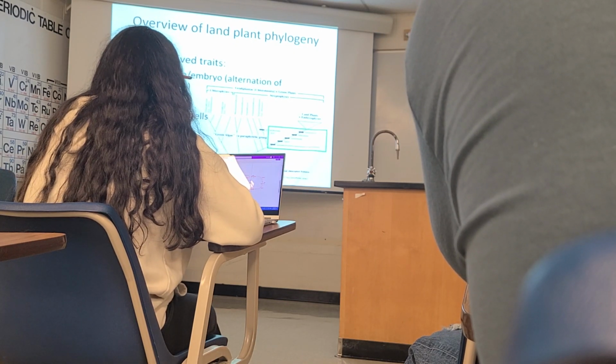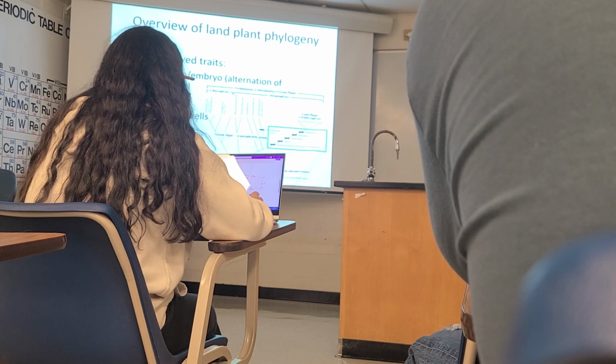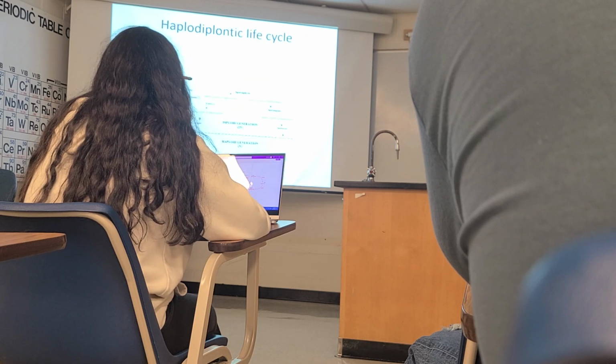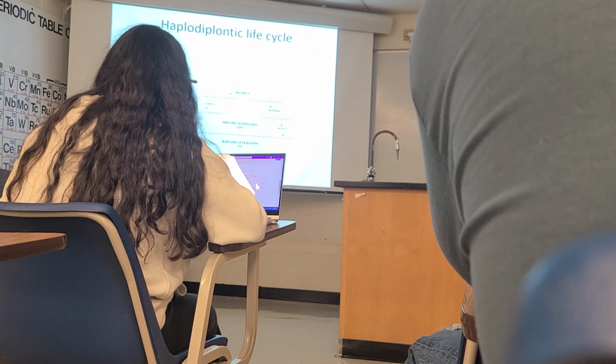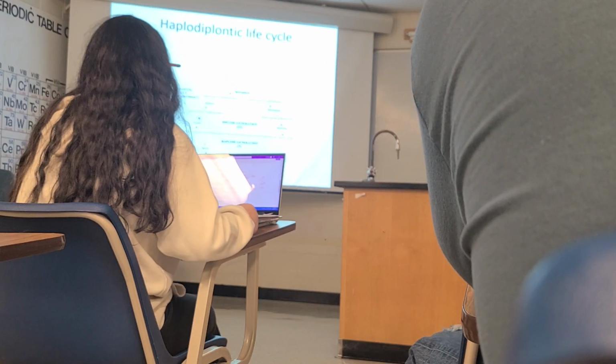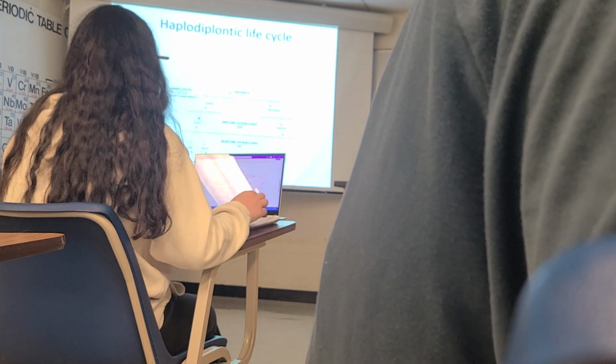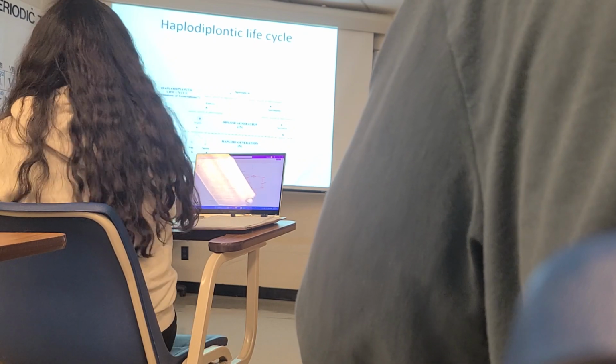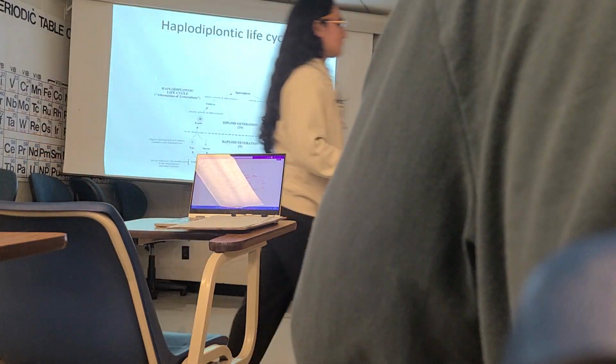Okay, so let's go into our first shared derived trait here, the alternation of generations life cycle. We're going to spend a good bit of time on this because I definitely want you to know this life cycle. It's the life cycle for all plants. So that's the nice thing about it. We can learn one life cycle and we've got it for all the plants. All we have to pay attention to then is which stage they spend most of their time in.